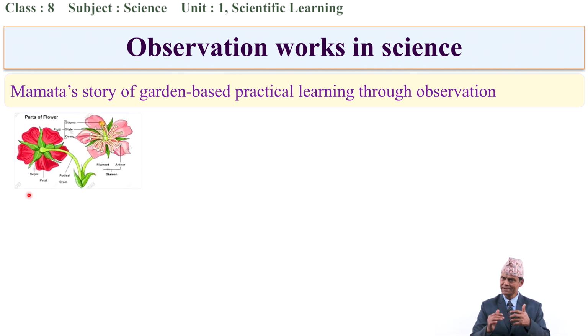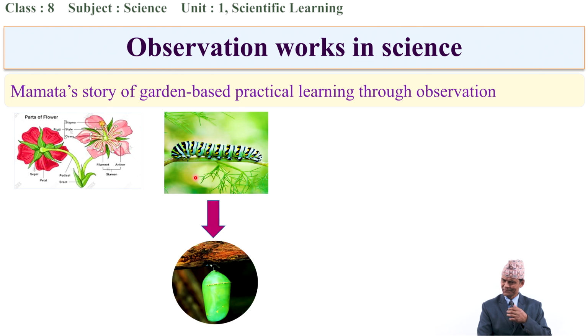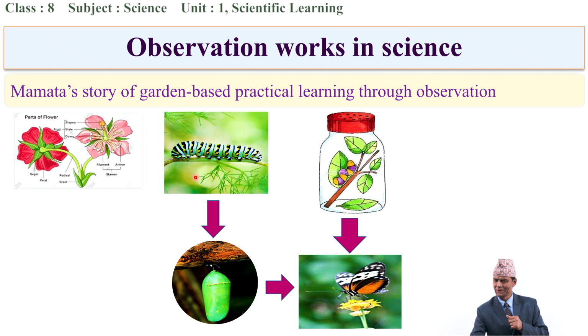Once she went to the garden and she observed a beautiful flower there. When she observed the beautiful flower, she was surprised. She saw one caterpillar moving on the leaf, isn't it? And previously she had studied that a caterpillar is a larva of a butterfly. And she remembered. Immediately she could trap this caterpillar in a bottle. Look at here. She trapped this caterpillar in a bottle.